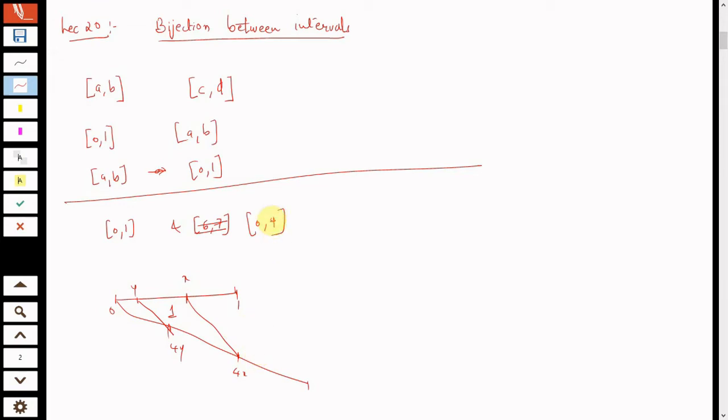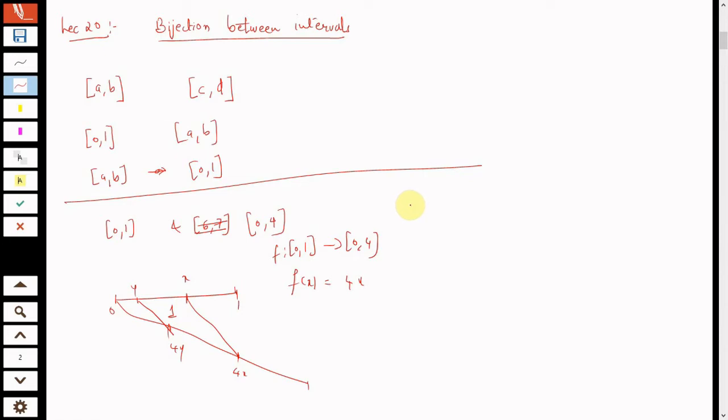So this gives a one-one and onto function which can be written as f of x equals 4x, where f is a map from 0 comma 1 to 0 comma 4. Whatever I have stated, that it is one-one and onto on this domain with this codomain, you can very easily verify. In fact, we can generalize this.